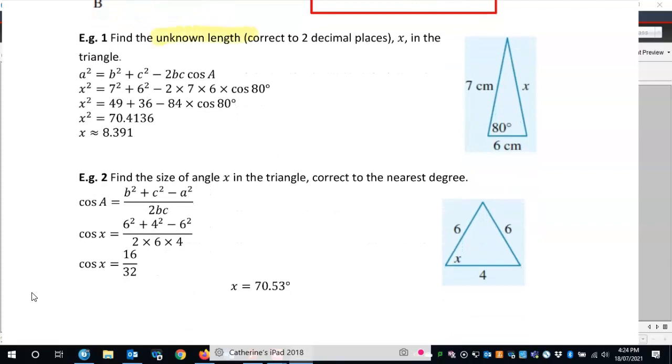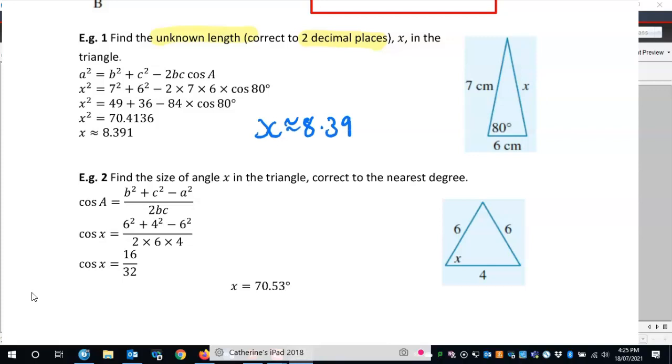Find the unknown length, correct to two decimal places, in the triangle given here. So you see we've got two sides and the angle between them, the included angle. So that means, okay, that's cosine. We'll use the cosine rule. So I write it out, now substituting my knowns and unknowns and figure it all out. So then to two decimal places, x is approximately equal to 8.39.